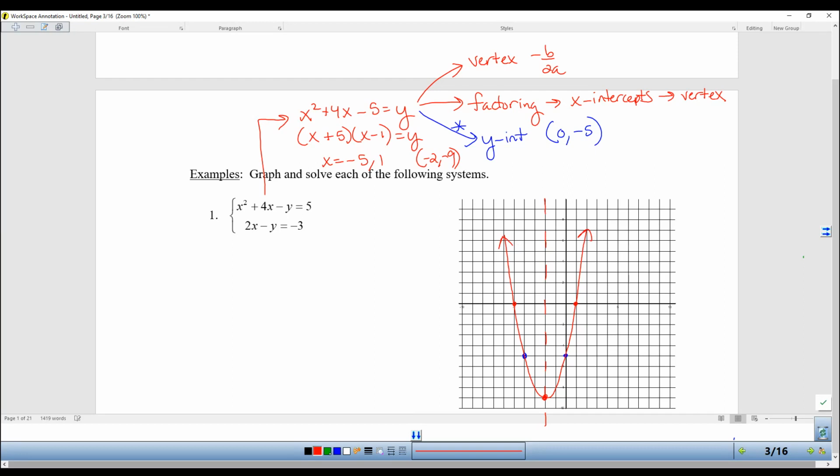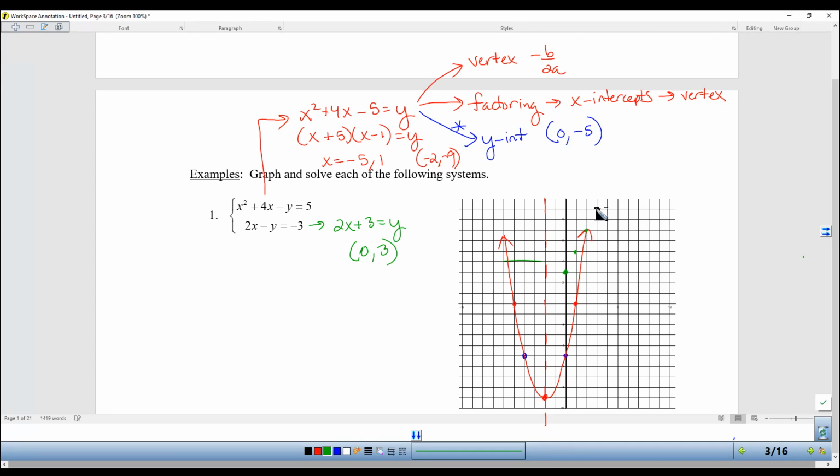So my other one is a line. I'm just going to rearrange it a little bit: 2x plus 3 is equal to y. Just like before, finding the y-intercept is always on your list of things to do. So it's (0, 3). And with a line, as soon as you have one point, any point, you can just use slope. So up 2 over 1, up 2 over 1.